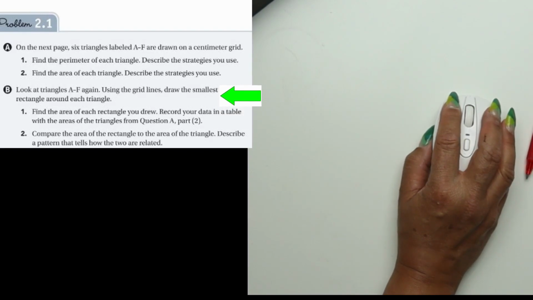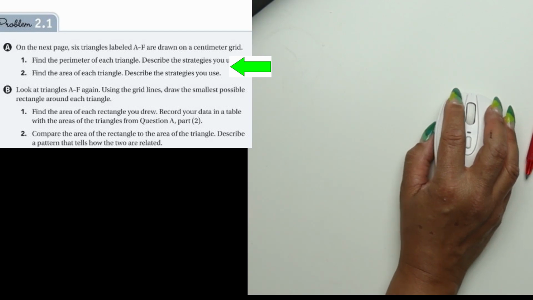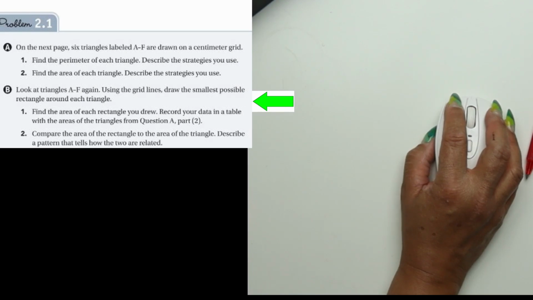Let's look at problem B. We already found the perimeter and area of each triangle. And with my help, we kind of used a formula that I used when I was your age. So look at triangles A through F again.